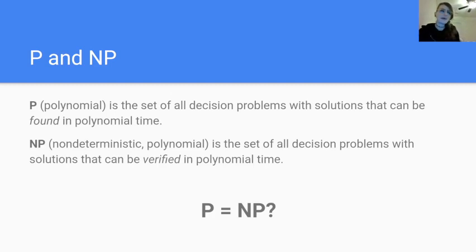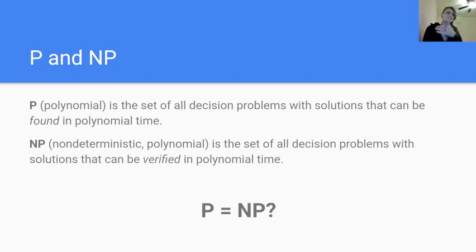You have probably heard of these things called P and NP. These are categories of decision problems, or sets of decision problems, in fact. P, which stands for polynomial, is the set of all decision problems with solutions that can be found in polynomial time. So you can find the answer to the problem, yes or no, in polynomial time. We can determine the answer. NP stands for non-deterministic polynomial. That's the set of decision problems with solutions that can be verified in polynomial time.